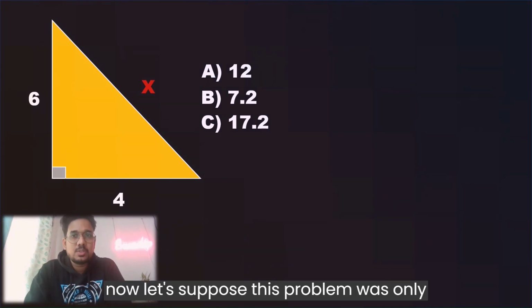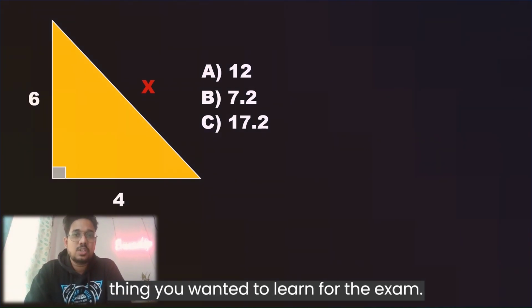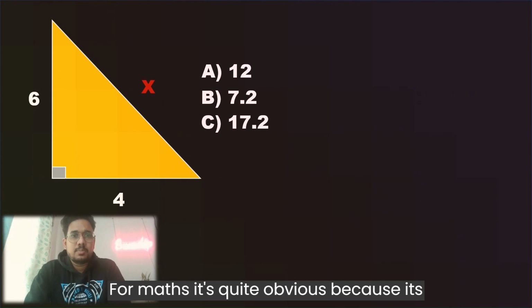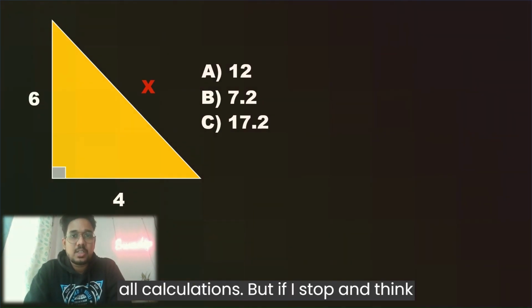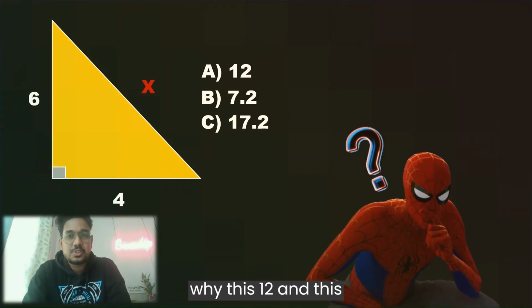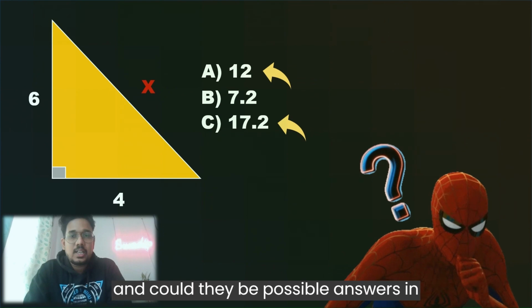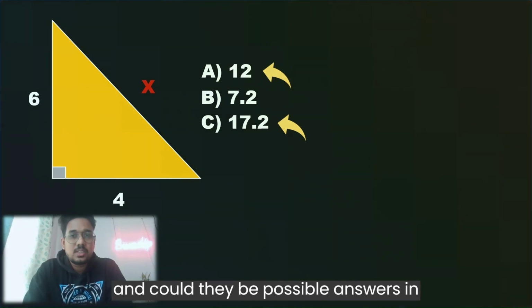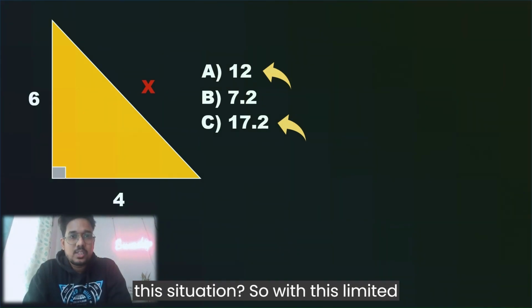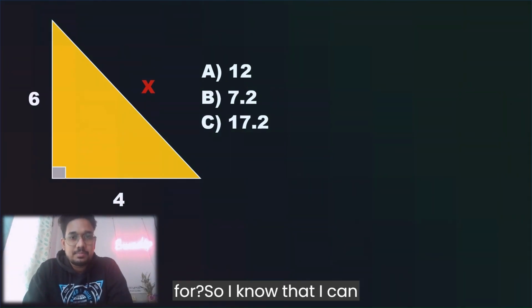So now let's suppose this problem was the only thing you wanted to learn for the exam. For maths, it's quite obvious because it's all calculations. But if I stop and think why this 12 and this 17.2 were options here, and could they be possible answers in this situation? So with this limited information, what else can I solve it for?